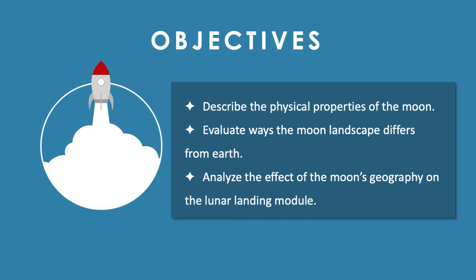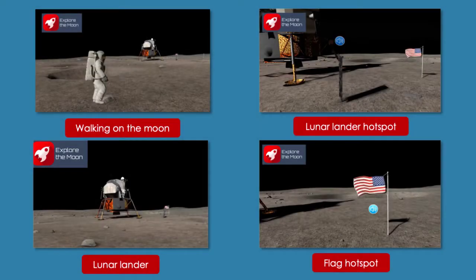moon landing. Upon completion of this project, the learners will be able to describe the physical properties of the moon, evaluate how the moon landscape differs from the Earth, and analyze the effects of the moon's geography on the lunar landing module. This lesson will function as part of a unit-long module on the 50th anniversary of the Apollo 11 moon landing. Students will be able to tour the lunar landscape while they learn about the properties of the moon.